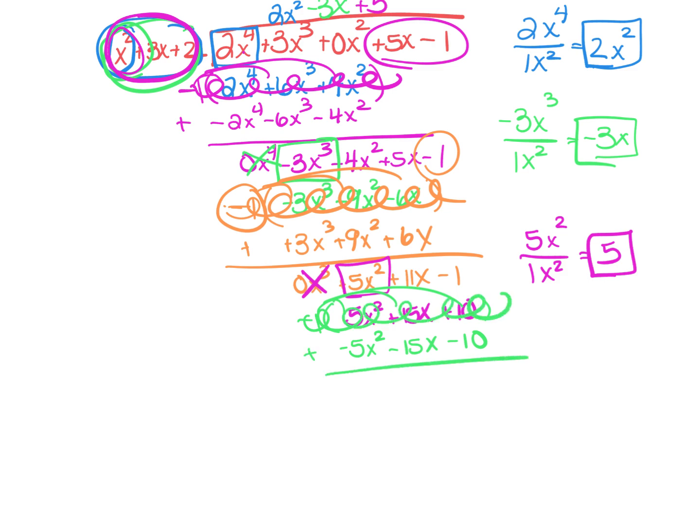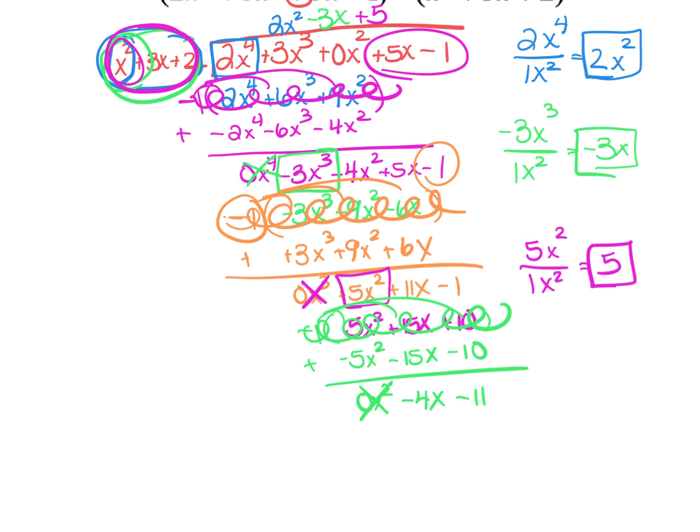So positive 5x squared plus negative 5x squared gives me a 0x squared, so that's really out of the problem. 11x minus 15x is a negative 4x. A negative 1 and a negative 10 is a negative 11. So I am getting closer to my final answer, but I'm just not quite there yet. So we're going to again look at this problem. So we look at the first term.